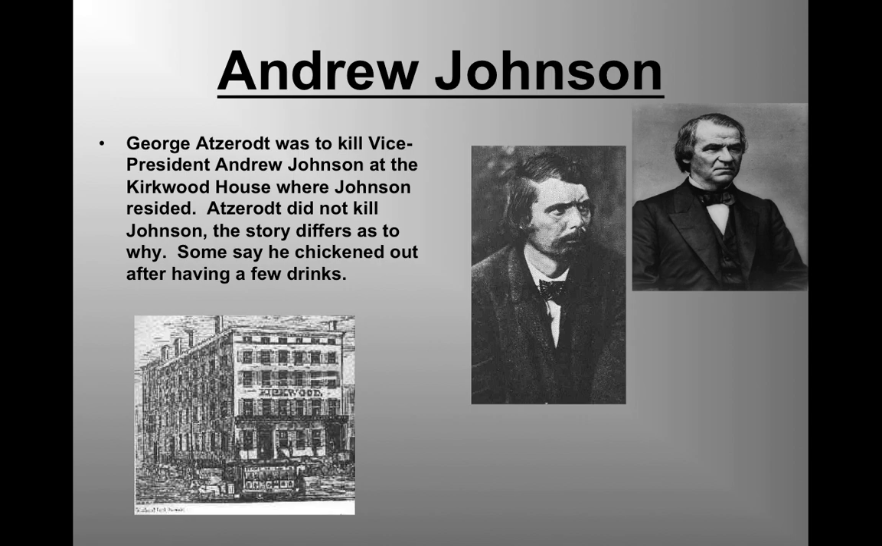George Azarat did not actually kill Andrew Johnson. The story historically differs as to why. Most historians and things that I've read say that George Azarat simply chickens out after having too many drinks. To put that in another way, George Azarat goes to the Kirkwood House, goes to the bar. Obviously, he's a little nervous about trying to kill the Vice President of the United States, so he starts having drinks and keeps drinking and drinking and drinking. And he never actually makes an attempt on Andrew Johnson's life.